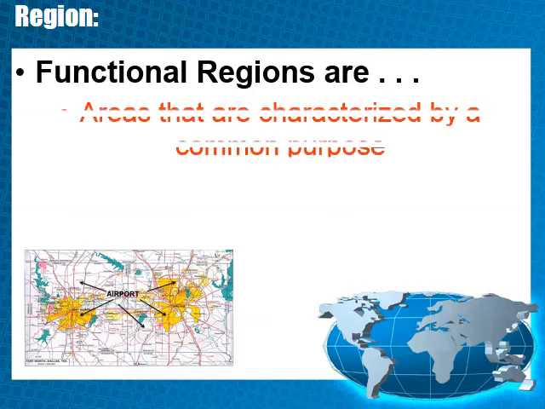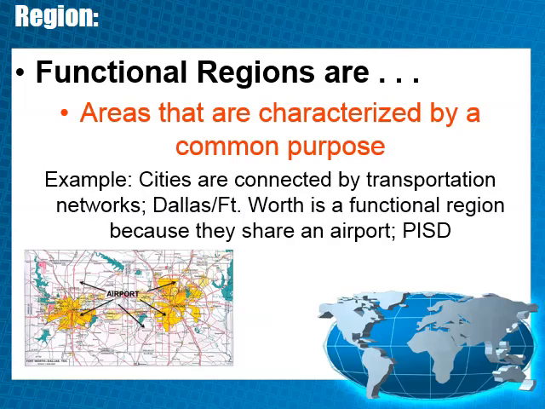A functional region is an area that's characterized by a common purpose. Examples of these are cities. The purpose that may connect them is transportation networks. If I look at Dallas Fort Worth, that's what these two cities are right here. They are connected by a common airport, and they're often referred to as one region, a functional region connected by transportation. Another example of that you can see readily in our school district is the fact that we're connected by the common purpose of educating students. That makes us a functional region in Pasadena ISD.